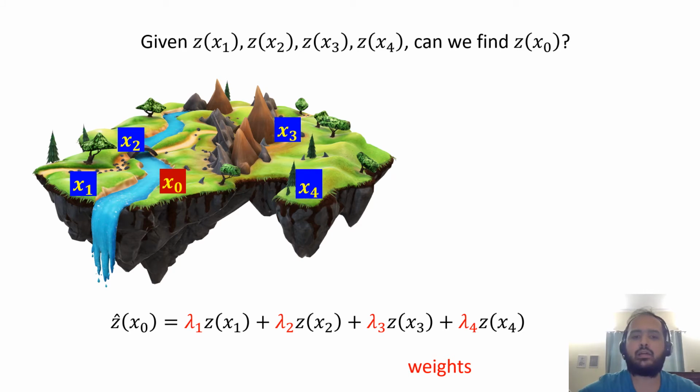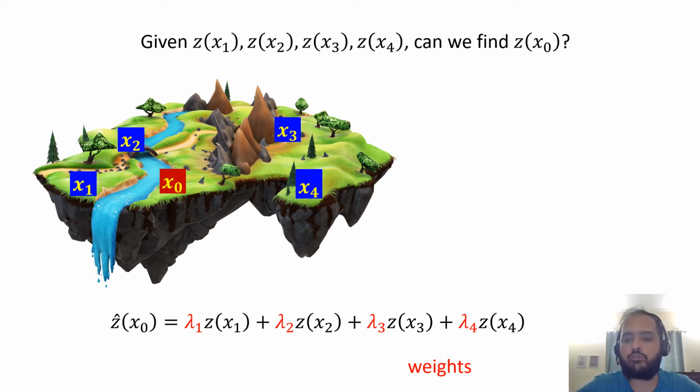And the way that we do this mathematically is that we combine all of the available measurements by adding them together after multiplying them with certain weights. So in this equation, you see that the estimate of the quantity at x naught is actually a number lambda1 multiplied by zx1 plus a number lambda2 multiplied by zx2 and so on. All right, and we call these lambdas weights.